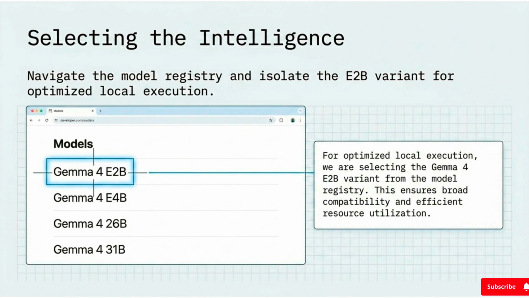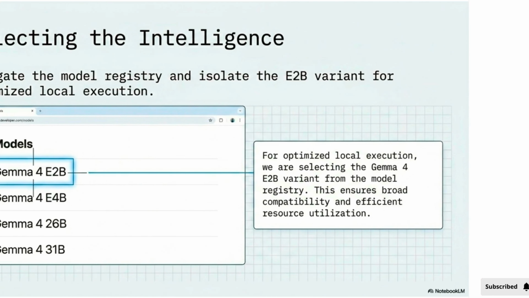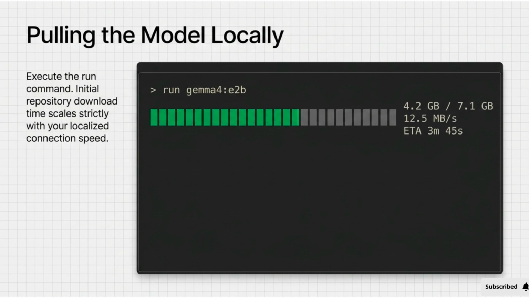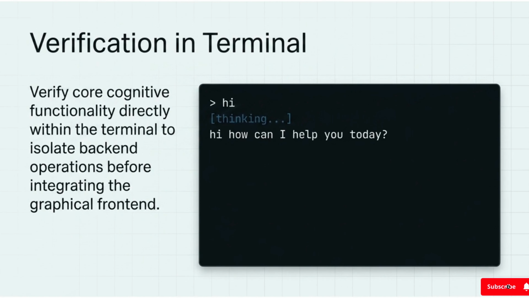Navigate the model registry and isolate the Gemma 4 E2B variant for optimized local execution and broad compatibility. Execute the run command to pull the model locally. The initial download time will depend strictly on your localized connection speed. Verify core cognitive functionality directly within the terminal by entering a prompt. This isolates the backend operations before integrating the graphical frontend.